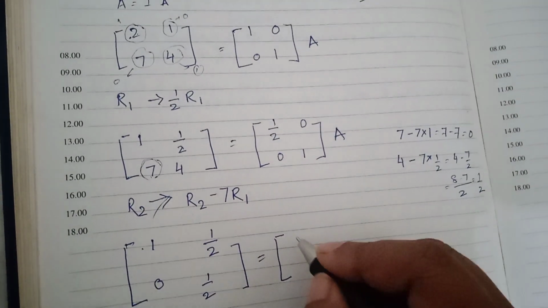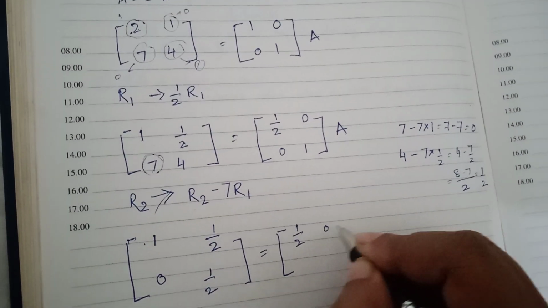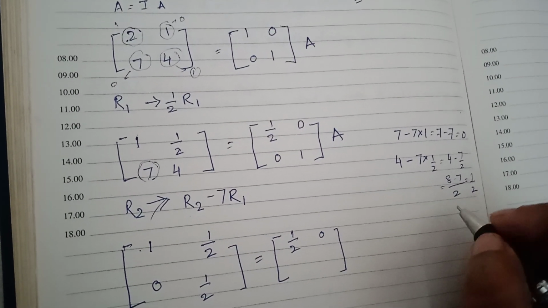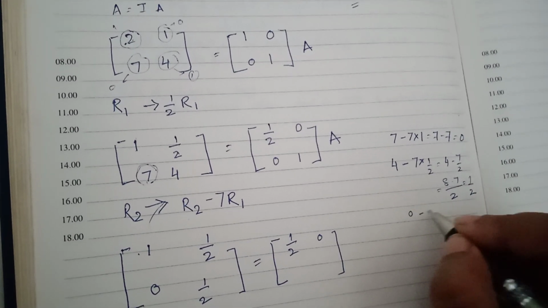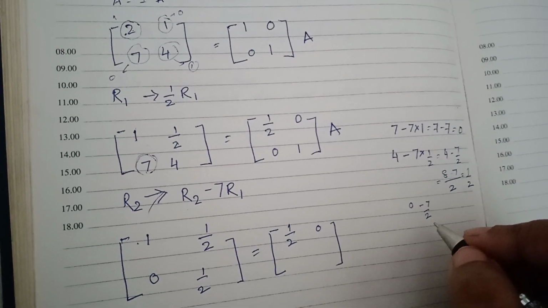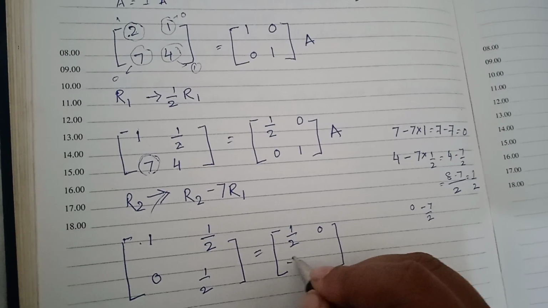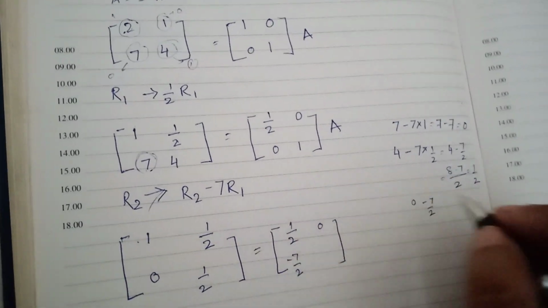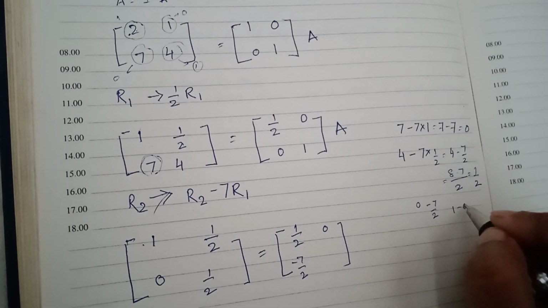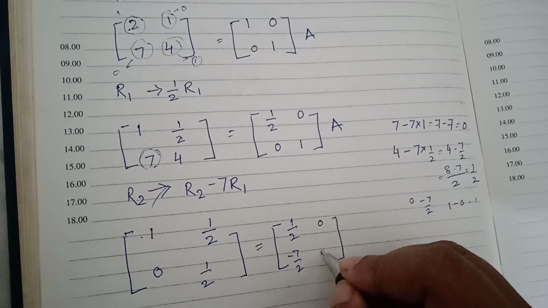Now again this half and 0 remain. Here R2 is 0 minus 7 by 2, so this becomes minus 7 by 2. And what is the next part? 1 minus 0, which is 1.